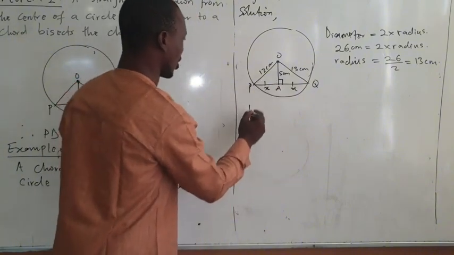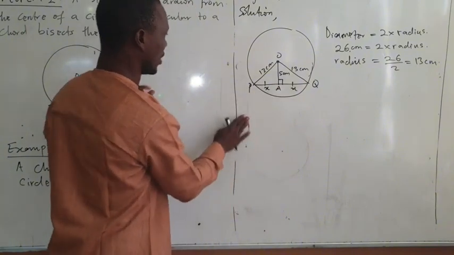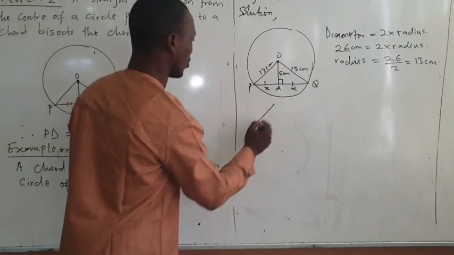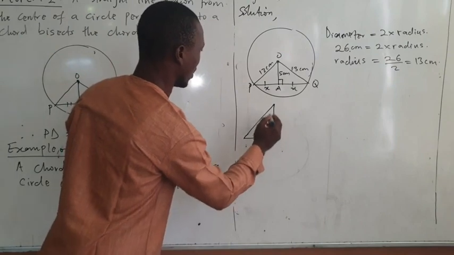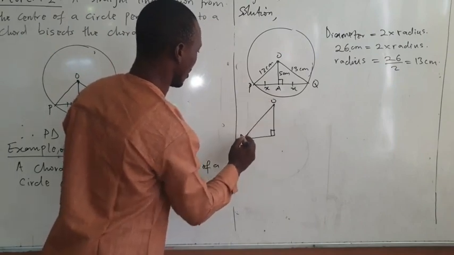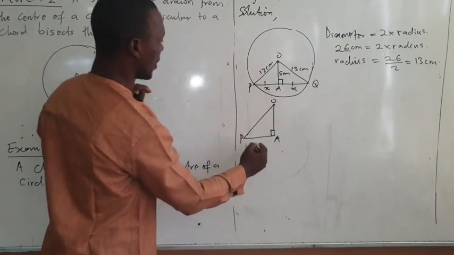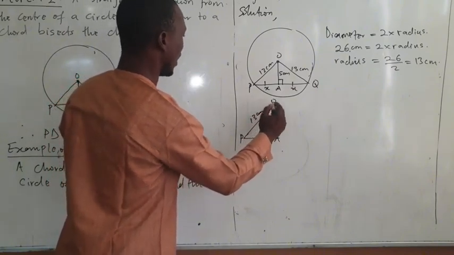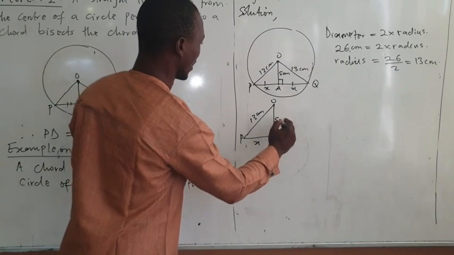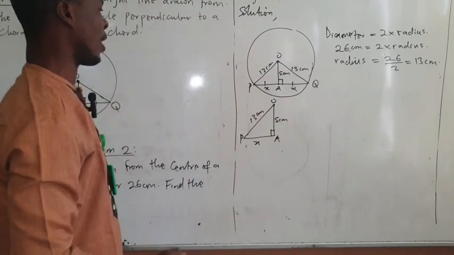Then draw one of the triangles out. So let me draw the left right-angle triangle here. We have triangle OPA. Then PA is X, then PO is 13 centimeters and OA is 5 centimeters. So from here we get our X.